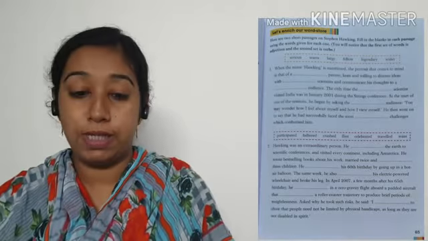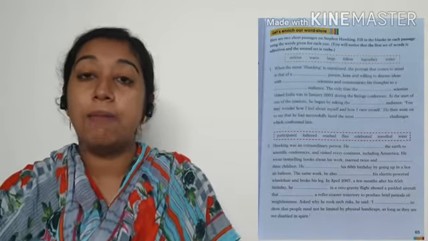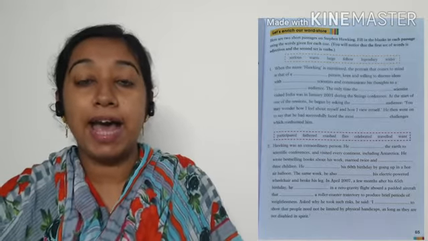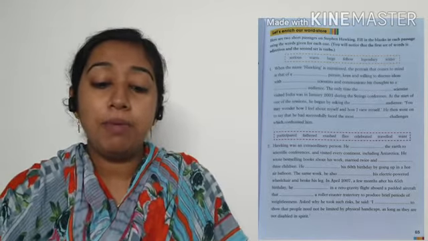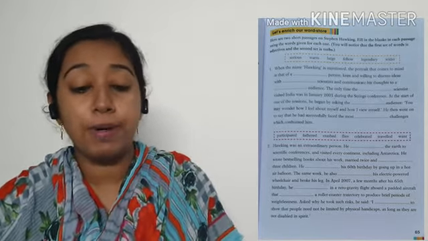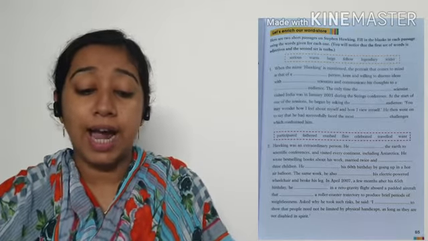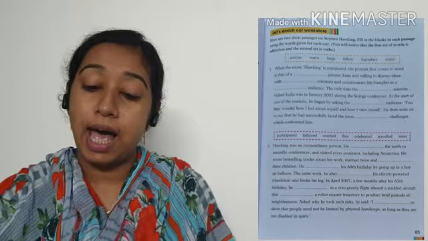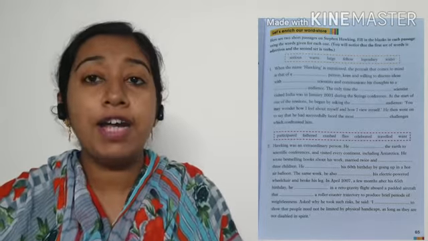So now let's begin. Here are two short passages on Stephen Hawking. Fill in the blanks in each passage using the words given for each one. You will notice that the first set of words is adjectives and the second set of words is verbs. So I will be reading the passage. You have to fill in the blanks with the right word. When the name Hawking is mentioned, the portrait that comes to mind is that of a warm person, keen and willing to discuss ideas with fellow scientists and communicate his thoughts to a wider audience.